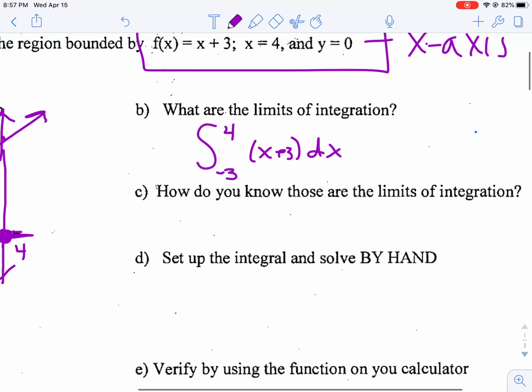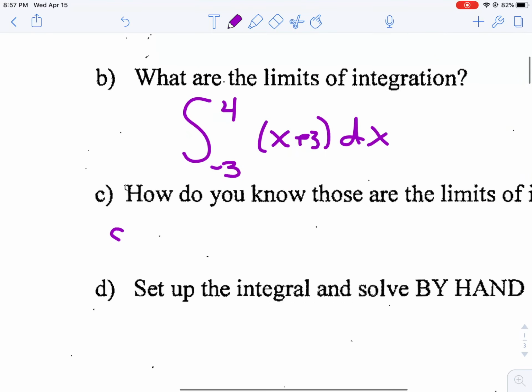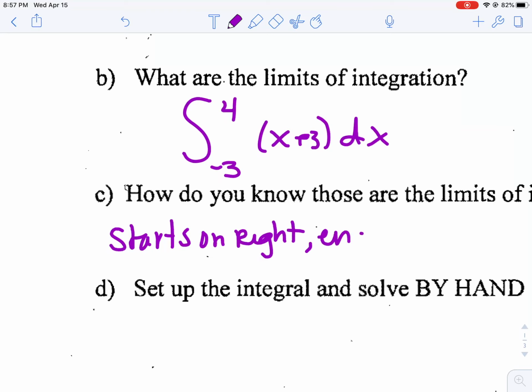Well, how do you know that those are the limits of integration? I know that those are the limits of integration because they're what's bounded inside of that region. They are the starting point and the stopping point. It's where it starts on the left and ends on the right.